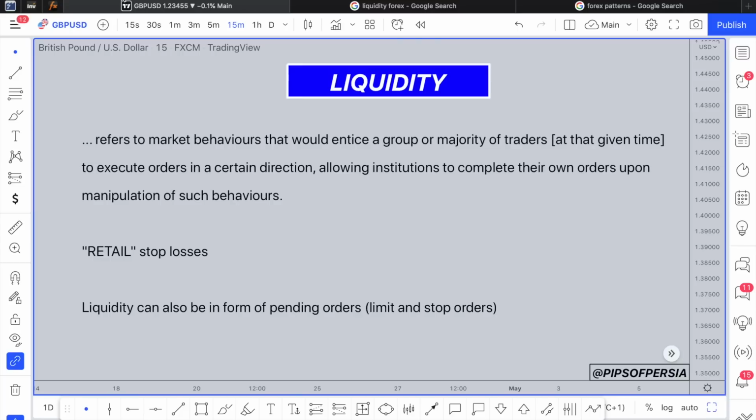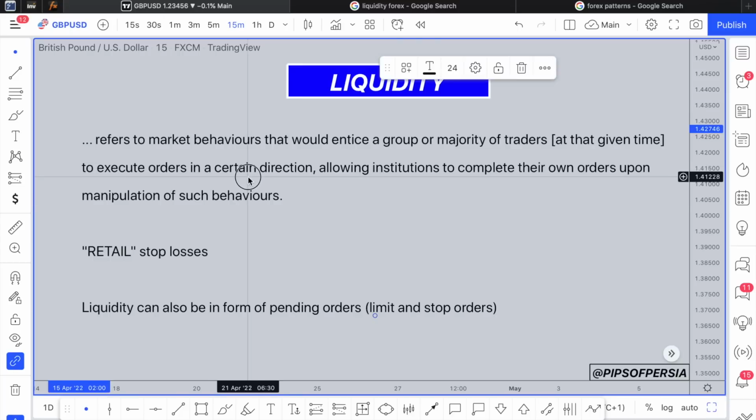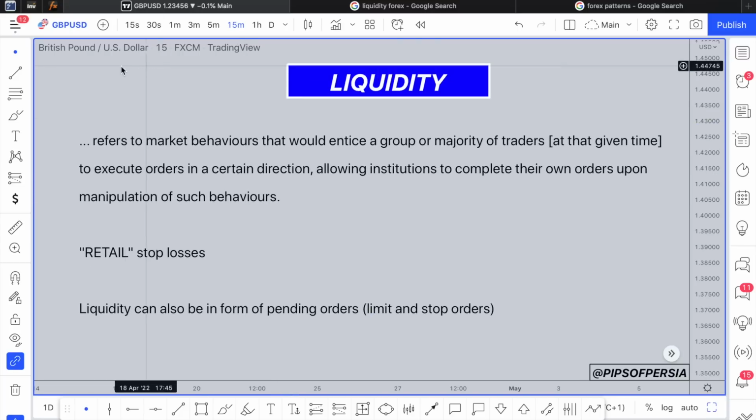So what actually is liquidity? This is probably one of the most accurate definitions that I have come up with for liquidity, and it says: it refers to market behaviors that would entice a group or majority of traders at that given time to execute orders in a certain direction, allowing institutions to complete their own orders upon manipulation of such behaviors. Now, I know that was a wordy sentence, but let's break it down a little bit together.